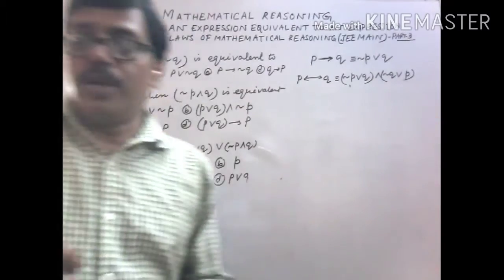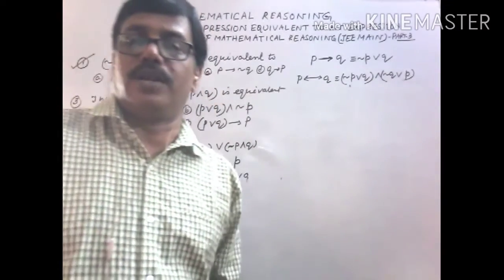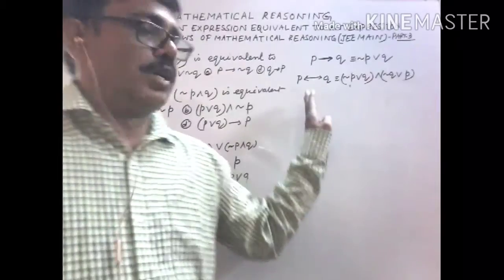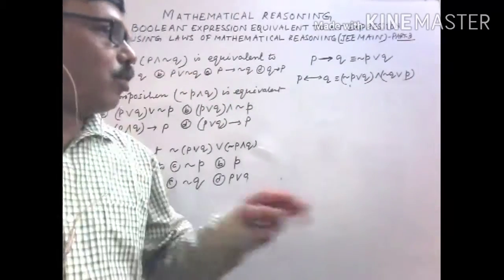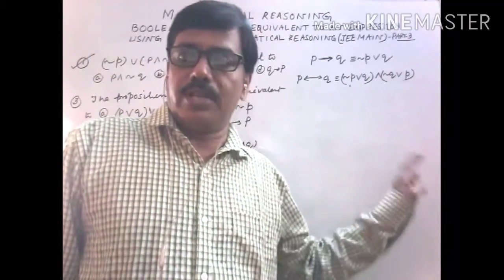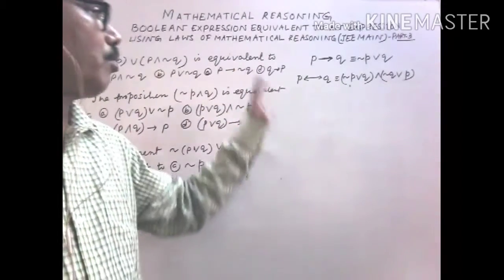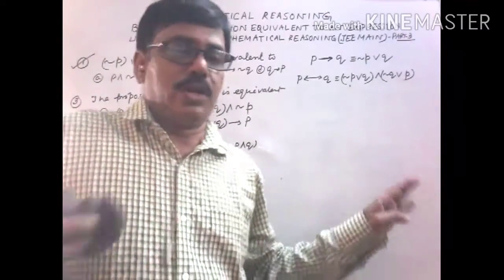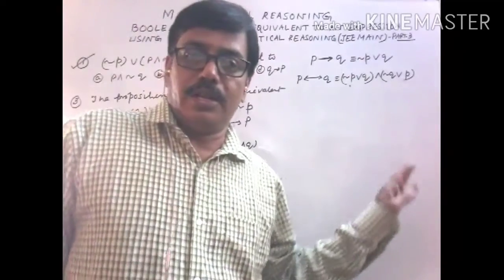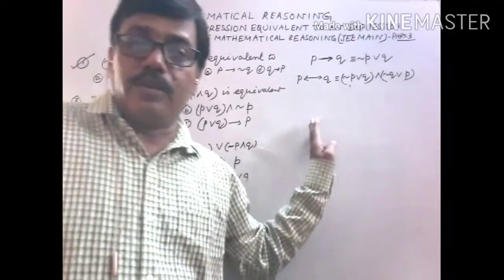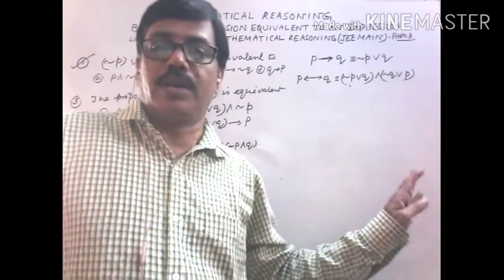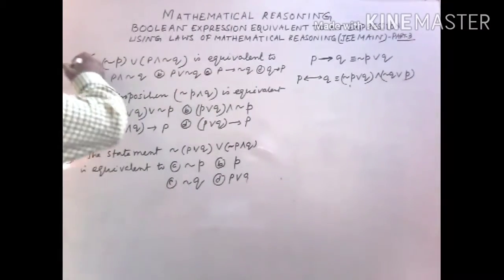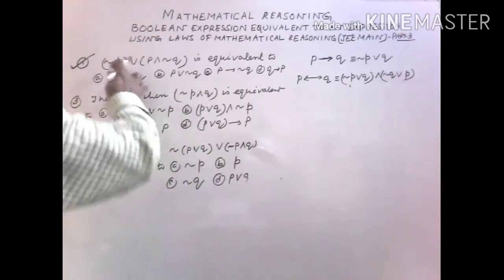Whenever it is an expression equivalent to, we use the laws of statement of reasoning. We can also use a truth table, but for proposition equivalence, if we use laws, then it will be very simple and not lengthy. In case of using a truth table, it is simple but lengthy.